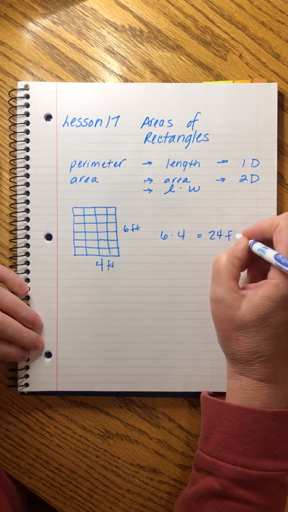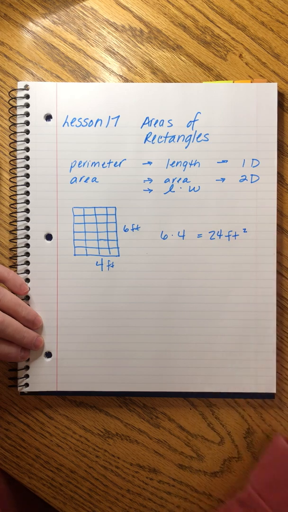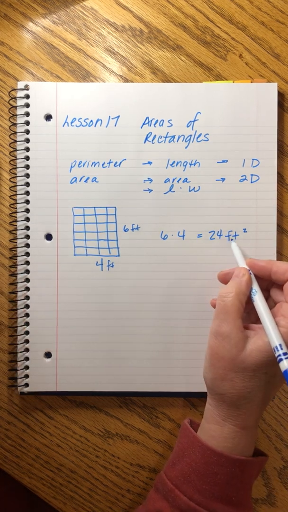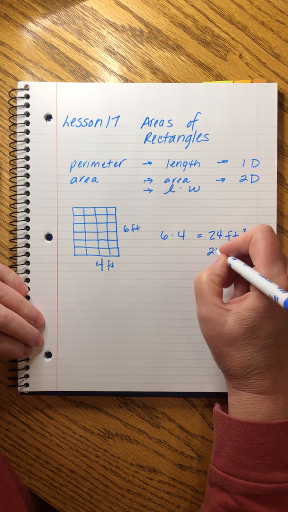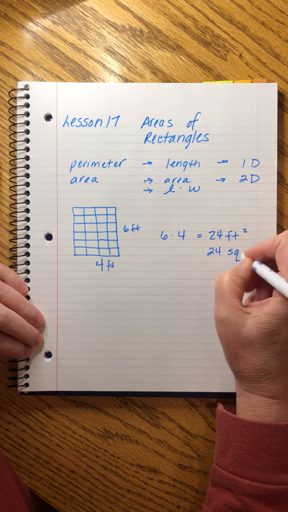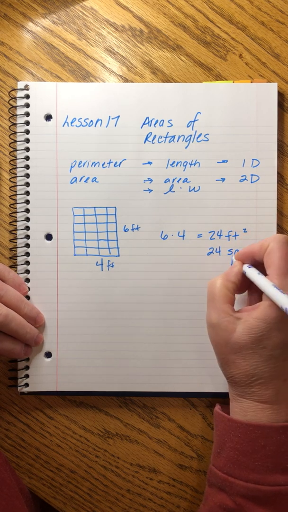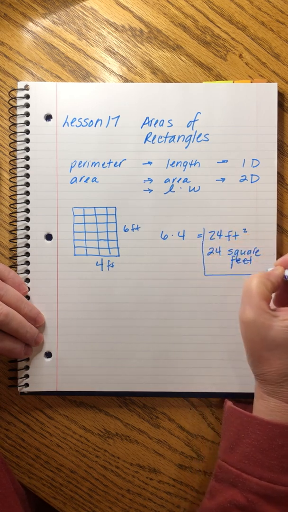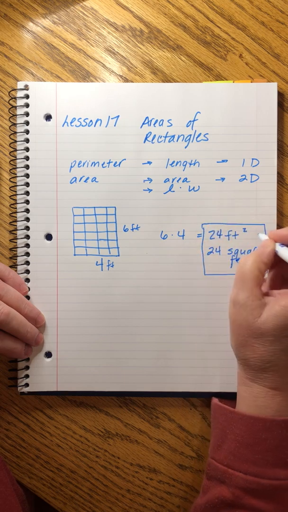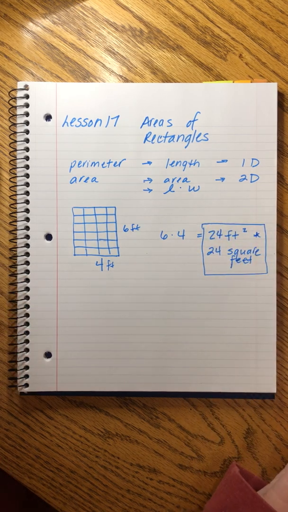This is 24 square feet, which we can write like that, which technically we're saying feet squared, but it's the same way. Or we can write 24 sq ft. Either one of these is a perfectly fine way to write the answer. I personally vote for that style because it's so much faster.